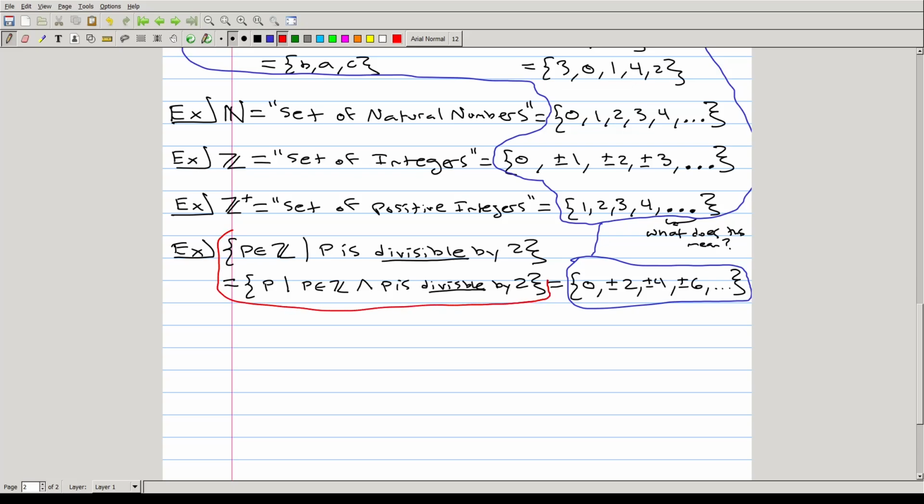I'm going to use a blue circle for the roster notation, and I'll use a red circle for anything that's in set builder notation.